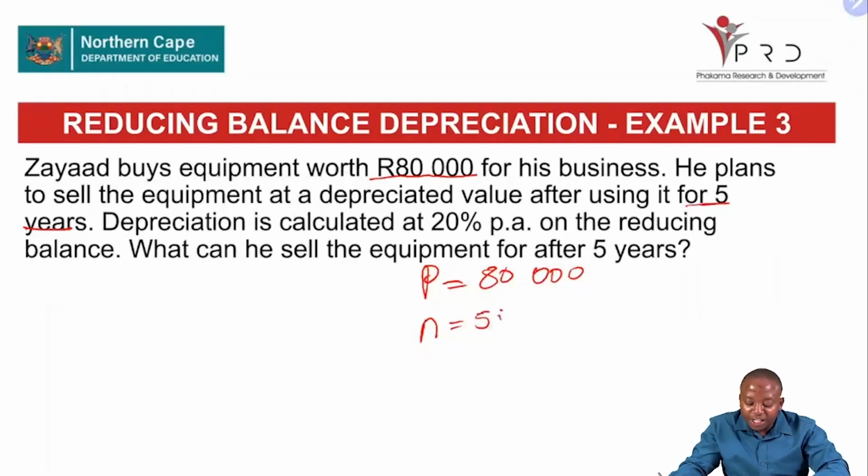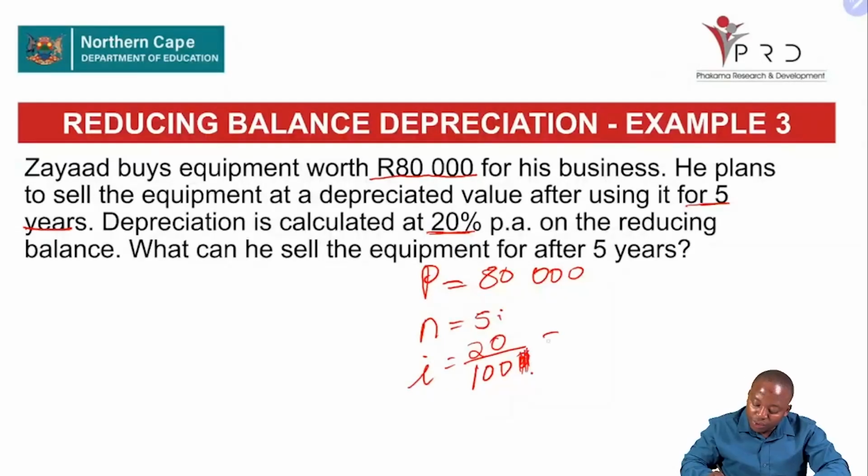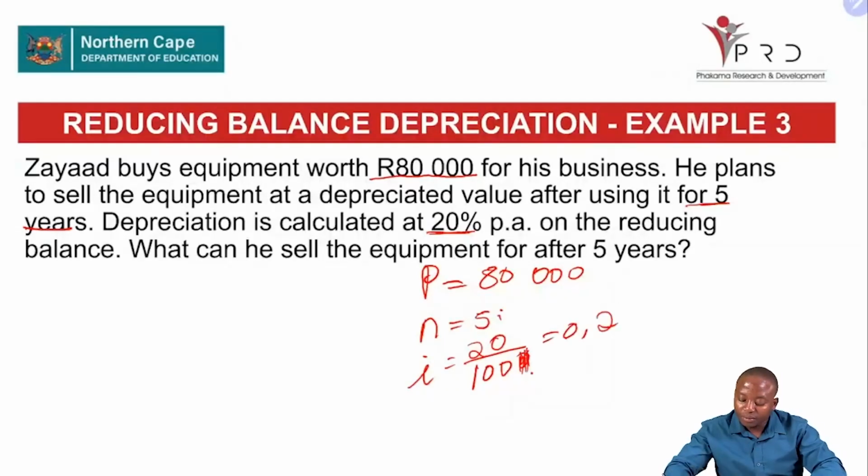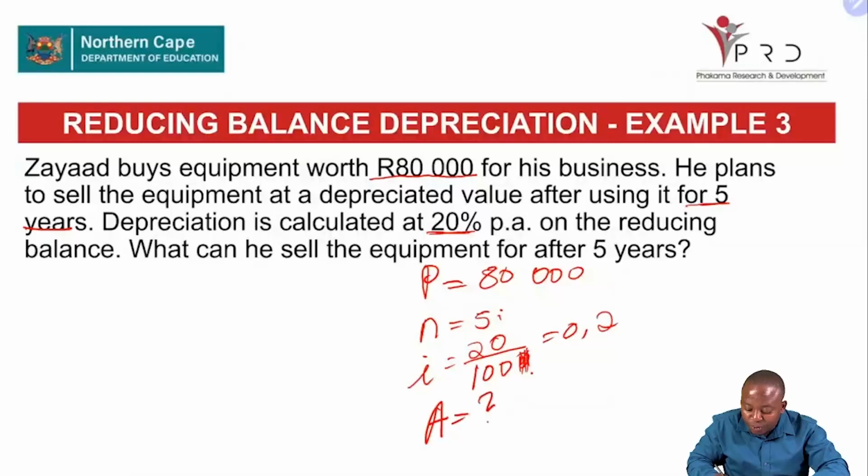The depreciation is calculated at a rate of 20%. It's a rate as it is given as a percentage. So we convert that into i. Our i, remember, is the rate over 100. So it's 20 divided by 100, which is 0.2. On a reducing balance, what can he sell the equipment for after 5 years? Five years is in the future, so we're looking for the future value of this equipment after 5 years.